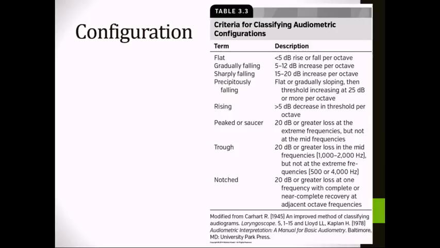In terms of configuration, this is how your book defines configuration, and these are FIND guidelines to use. A flat hearing loss is pretty self-explanatory. You can have a gradually sloping, sharply sloping, precipitously sloping. A rising hearing loss goes up from left to right. I don't tend to see peaked and trough actually used in descriptions. I think cookie bite is more of what you'll see written. But again, let me show you some examples of all of these. And then a notched audiogram is pretty self-explanatory once you see what it looks like.